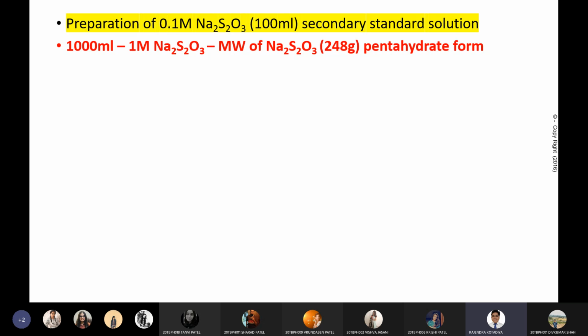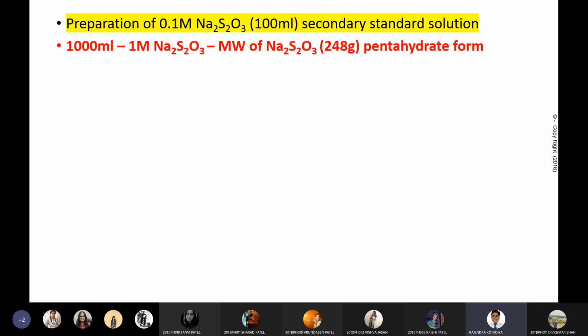Yes, anyone from batch A? Yes, sir. Is it 248? If you calculate the molecular mass of Na2S2O3, is it 248 or not? Verify. Sir, no. How much, sir? It comes to 158. 158.